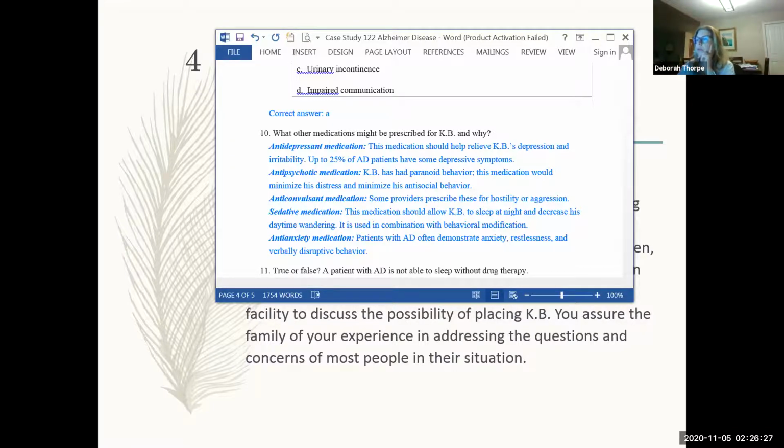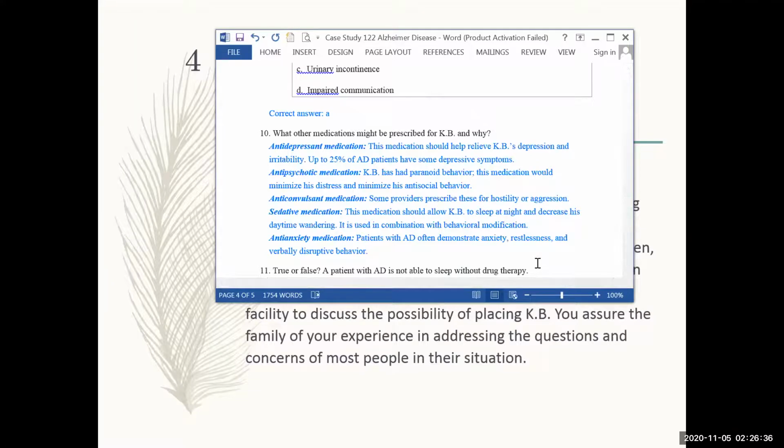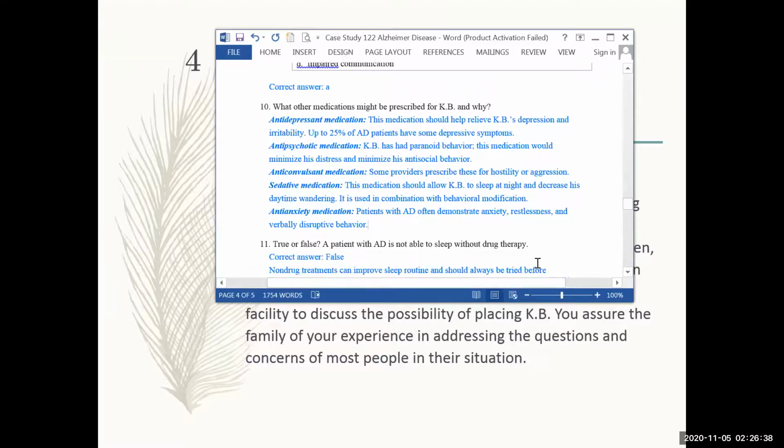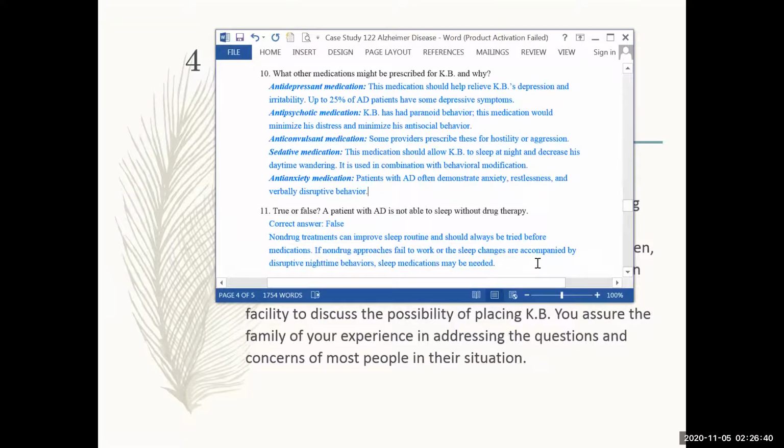Okay. So true or false, a patient with Alzheimer's is not able to sleep without drug therapy. False.